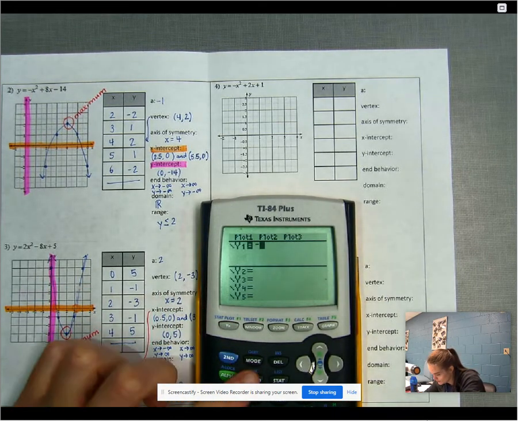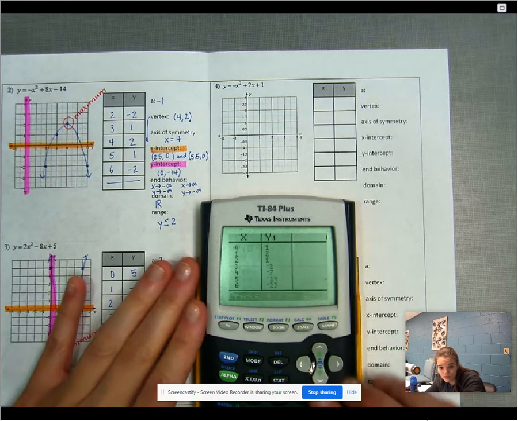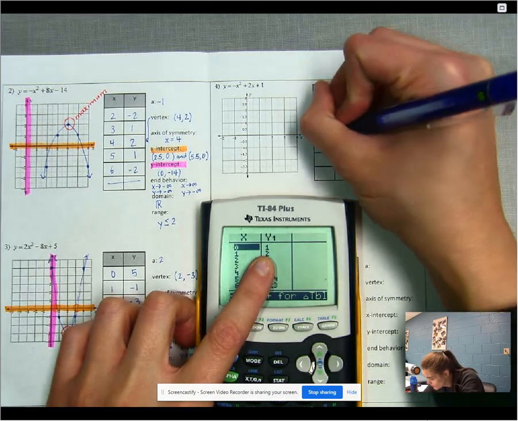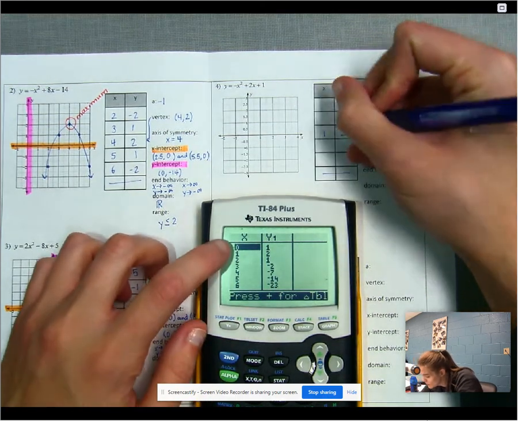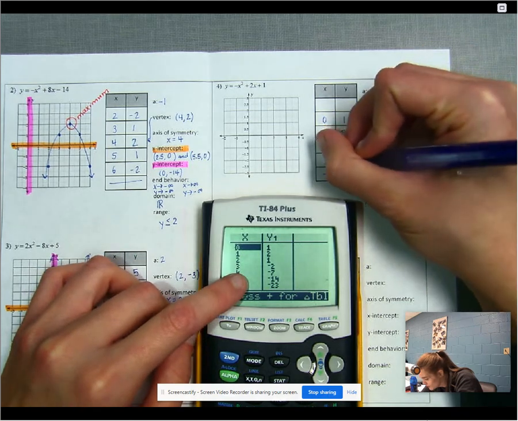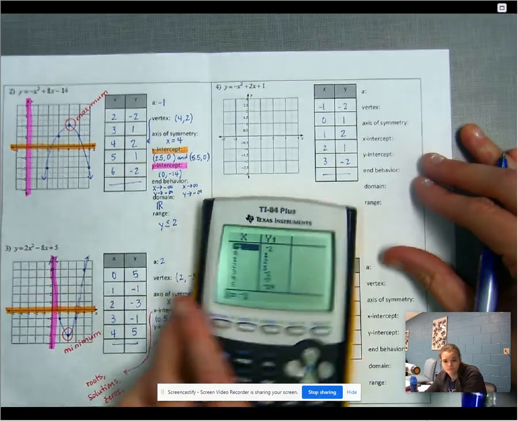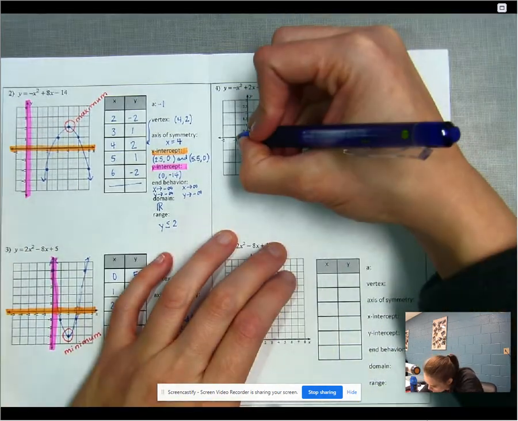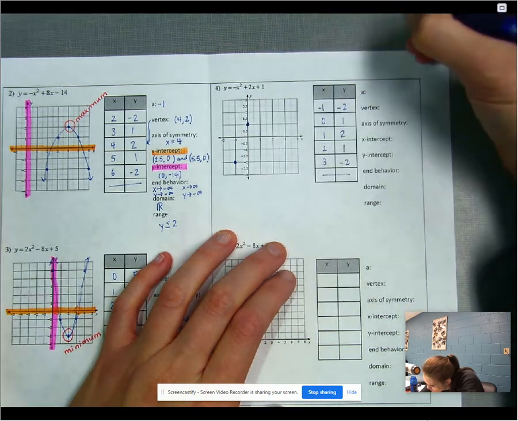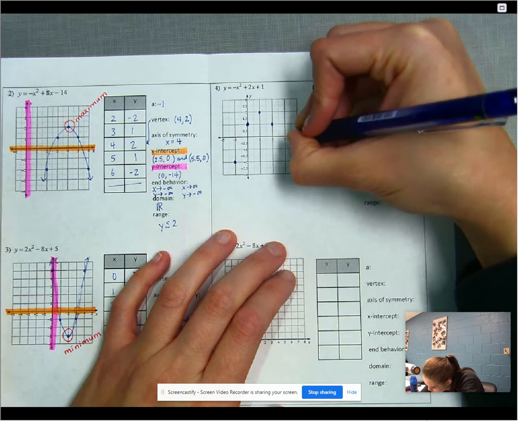Clear this out. Negative x squared plus 2x plus 1. Second graph. Repeat right there. 1, 2 is my vertex. 1, 2. 0, 1, which is my y-intercept. 2, 1, 3, negative 2. And I have to go up to see the next one. Negative 1, negative 2. 0, 1, 1, 2, 2, 1, 3, negative 2.